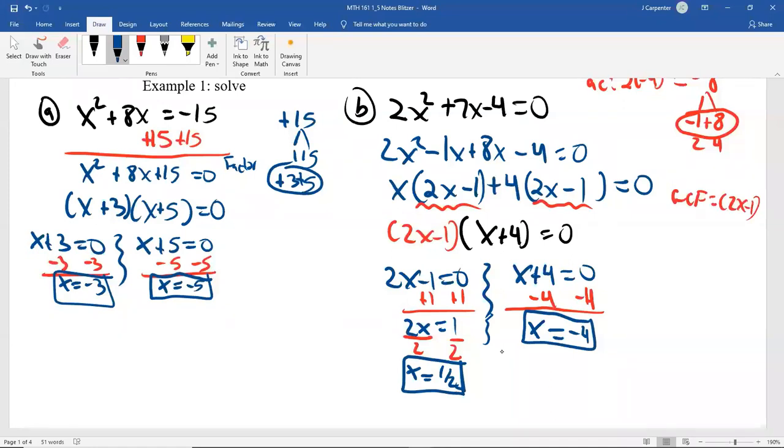Sorry, I'm looking for something that I seem to be missing. Okay, cool, we're good. There it is, found it. I flipped the wrong piece of paper.